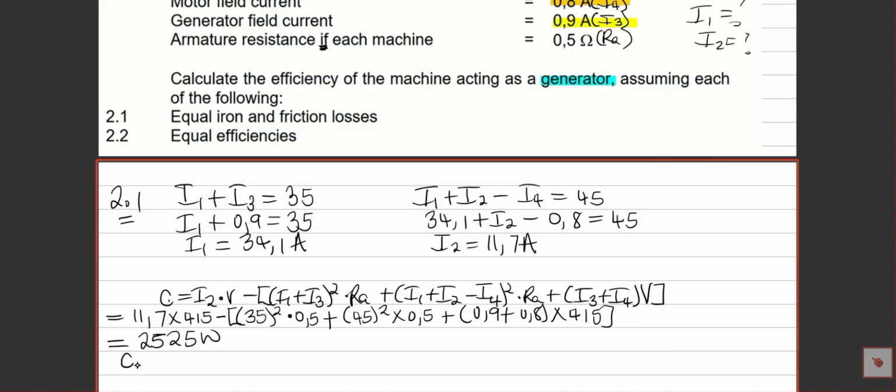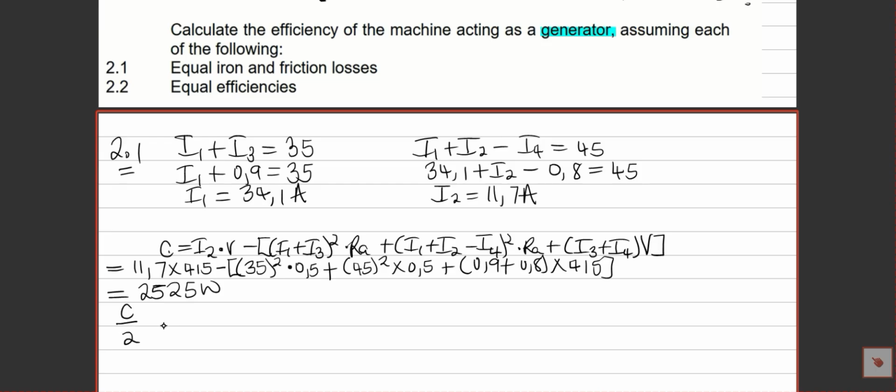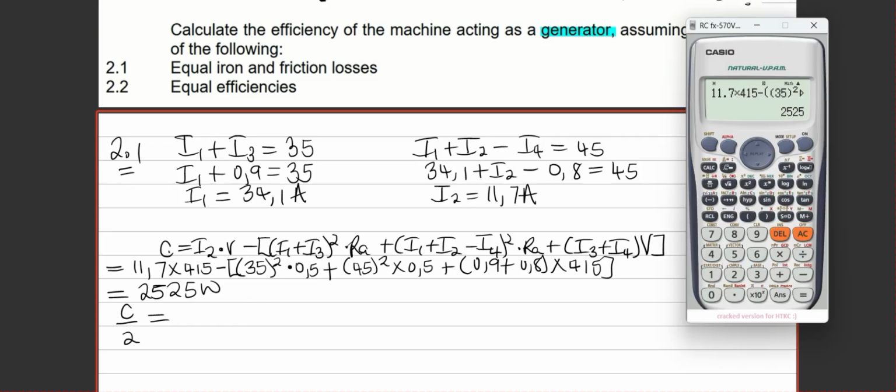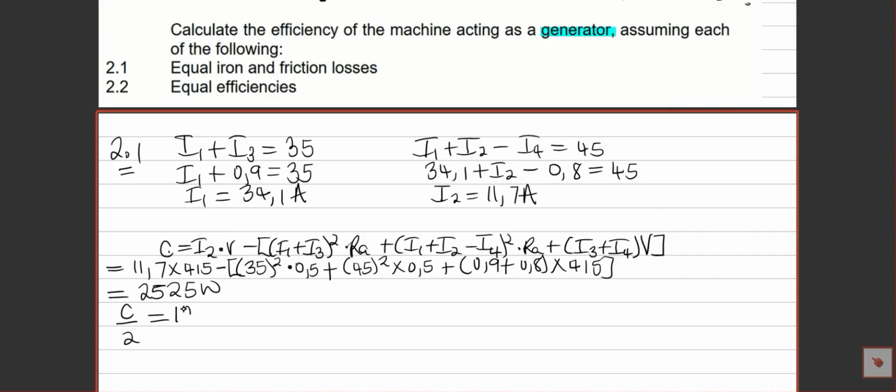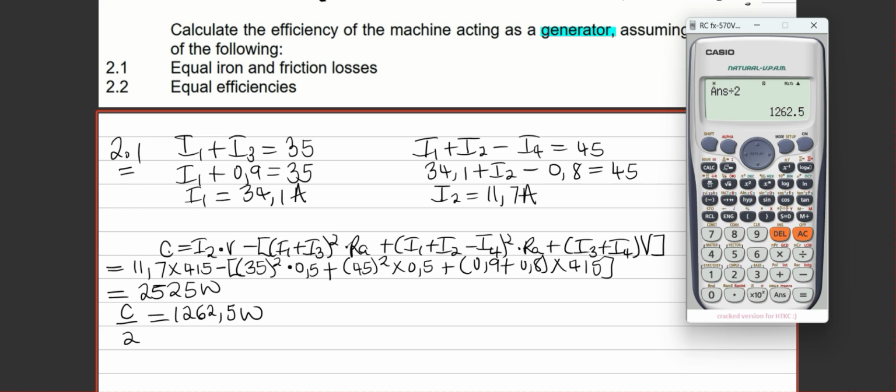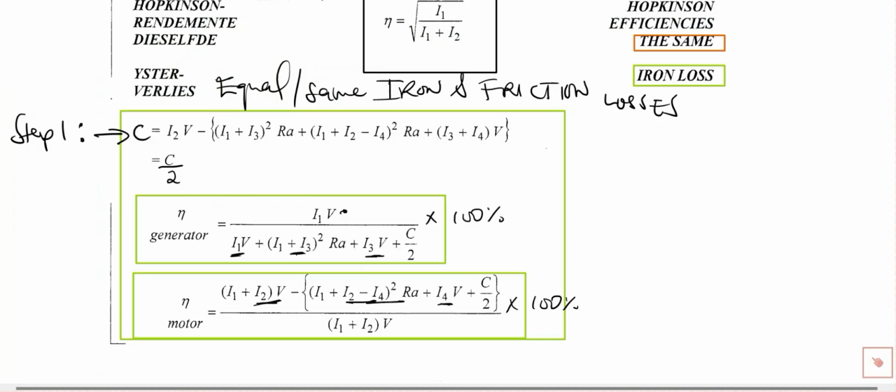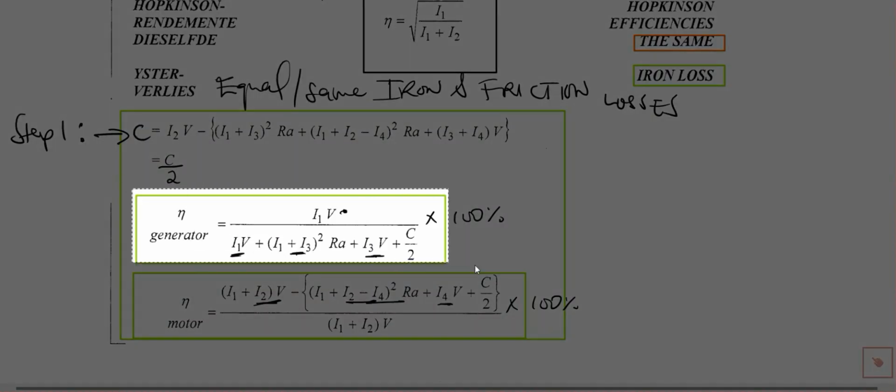2525 watts. Let's find our C over 2. We're just going to divide that value by 2, and we are getting 1262,5 watts. We divided that value by 2, 2525 divided by 2. Next, we want to substitute it into our formula for efficiency. Our formula for efficiency, we are using the one as a generator. So let's copy this formula here.